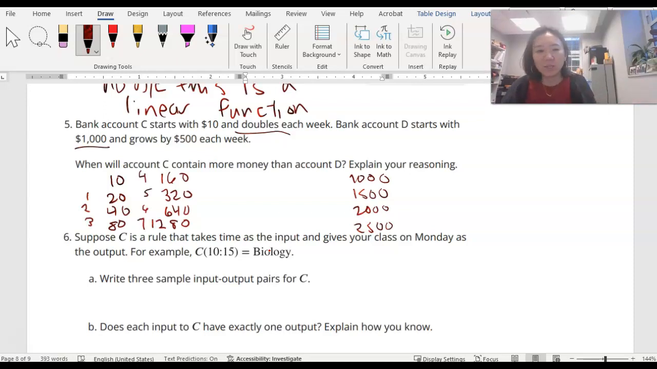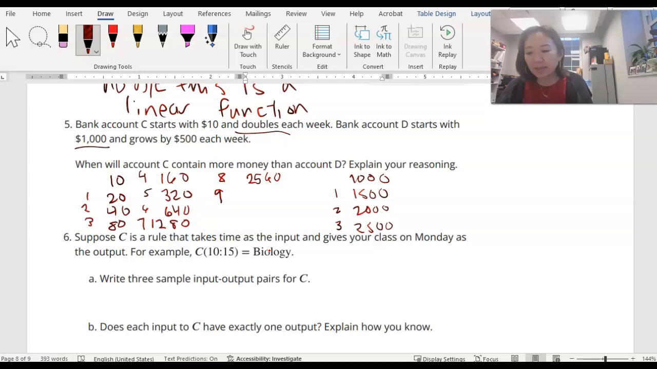All right. So week 8, we have 1,280 times 2. In week 8, we're now at 2,560. This is still 1, 2, 3. Week 3, we're at 2,500. So we're going to have to keep going a little bit longer before bank account C gets larger than bank account D, because we're starting with such a smaller amount.